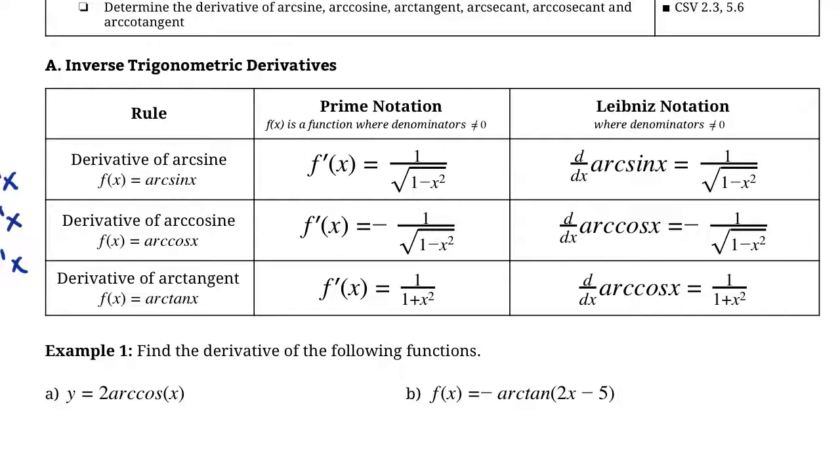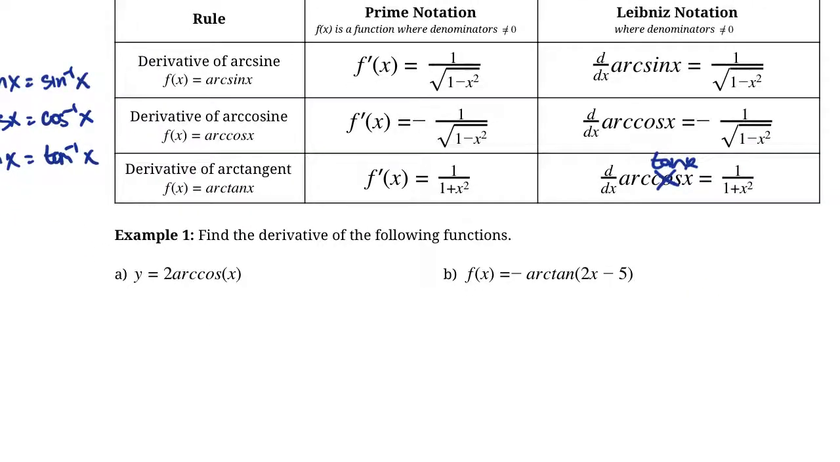Now, one other thing to keep in mind, I did make a mistake here. If you look at the Leibniz notation, arc sine x, arc cos x, this should be arc tan x. That is a mistake right there, so please correct that. Okay, so let's see how to actually use these things.